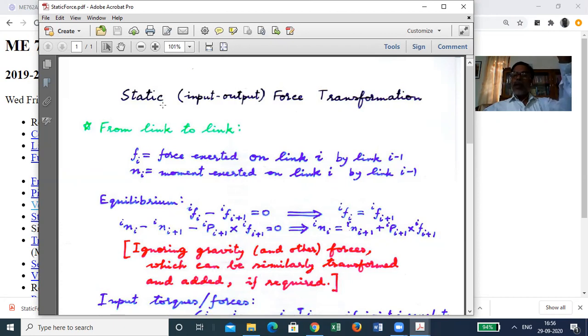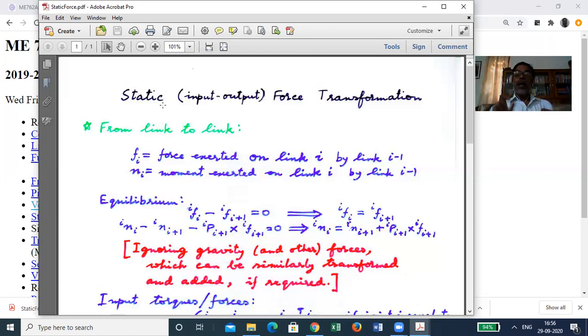At the end, however, we know: if the robot is doing nothing, it's just there, if the hand is free, then this force from the environment on the hand is 0. If it is carrying a tool, a weight, then force from the environment is the weight of that load.